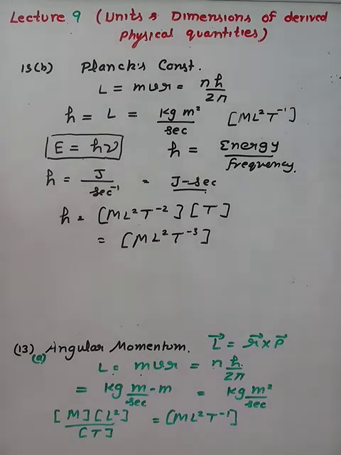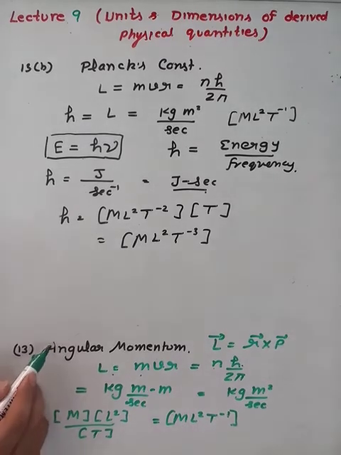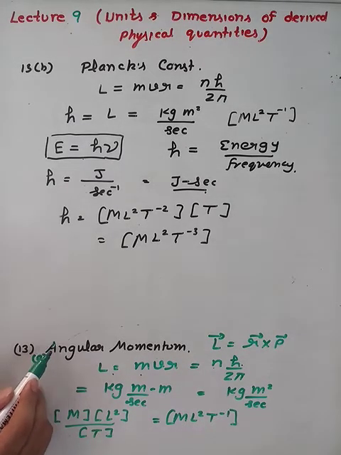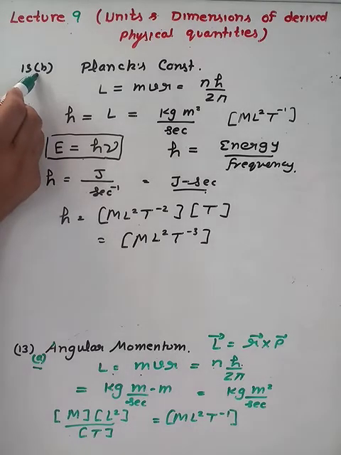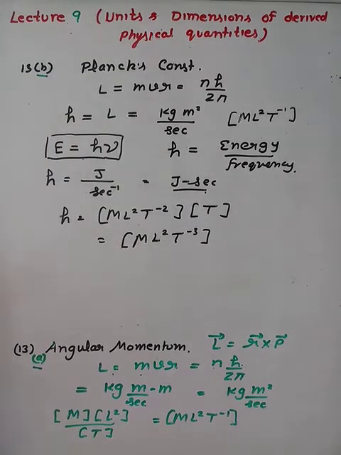Hello everyone, welcome to lecture 9 of units and dimensions of derived physical quantity. In our previous lecture, we have obtained the units and dimension of angular momentum. This is 13a, and I have told you that Planck's constant also has the same dimension as that of angular momentum.